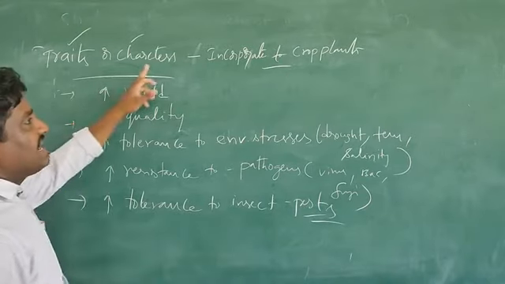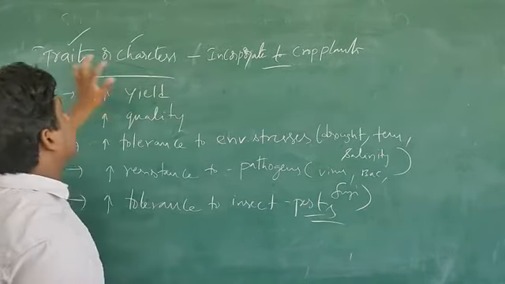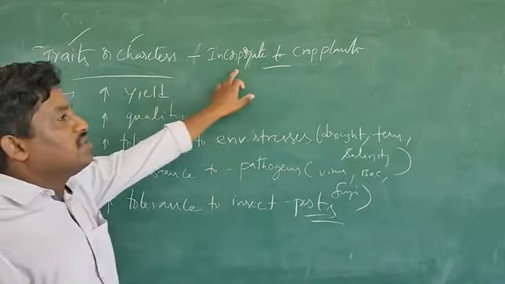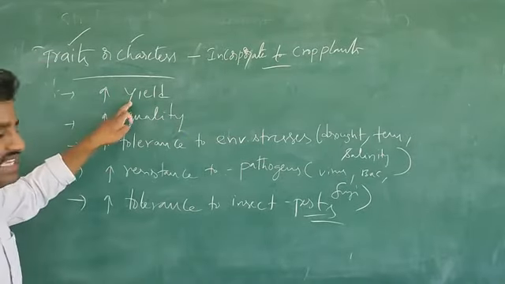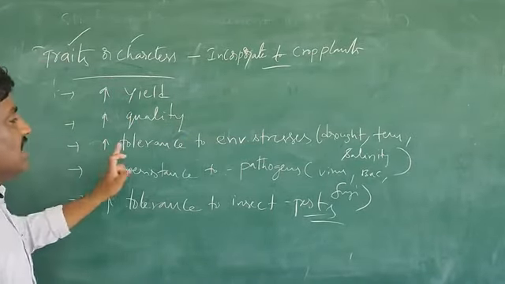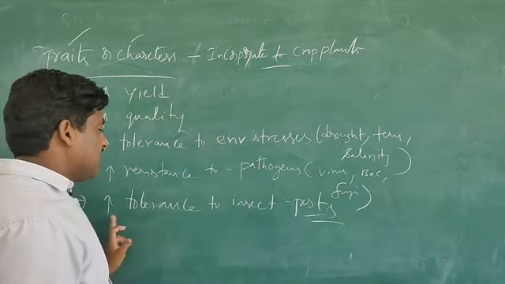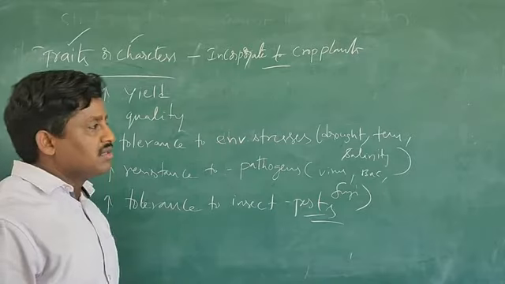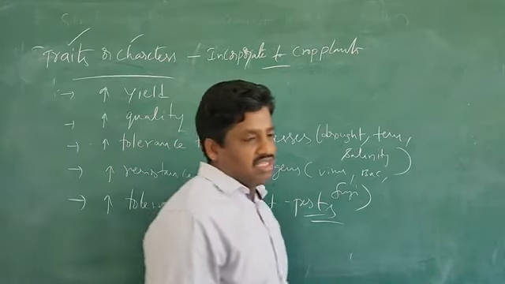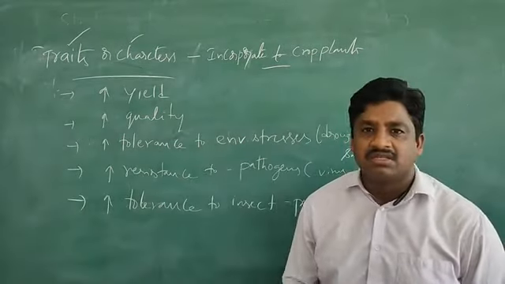The traits or characters are incorporated into crop plants. That means when any desirable characters are introduced into crop plants, it increases the yield, increases the quality, increases the tolerance to environmental stresses, increases resistance to pathogens, and increases the tolerance to insect pests. Okay. Next class we are going to discuss plant breeding techniques.